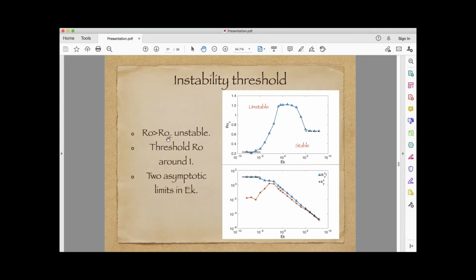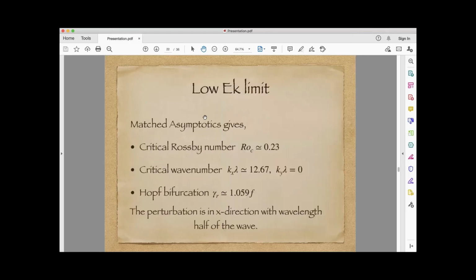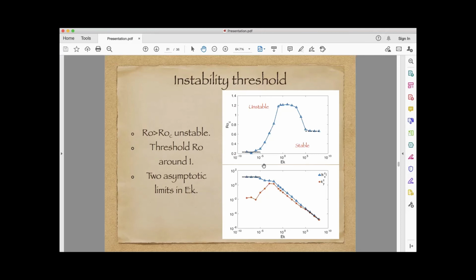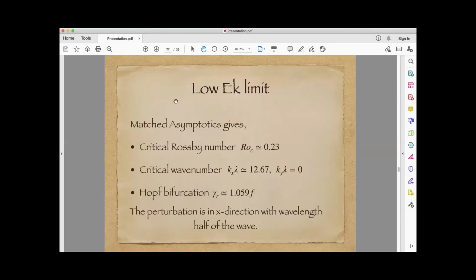So here, what we find is that above the critical Lagrangian number, the flow is unstable, and the threshold numbers are typically of the order 1. And you get two asymptotic limits in Ekman, one at large Ekman, another at low Ekman. And the low Ekman limit is what we are interested in, because the ocean parameters are somewhere here, in the low Ekman limit. So they are definitely less than Ekman 1, and we are interested in the low Ekman limit. So we can do some analytical work also.